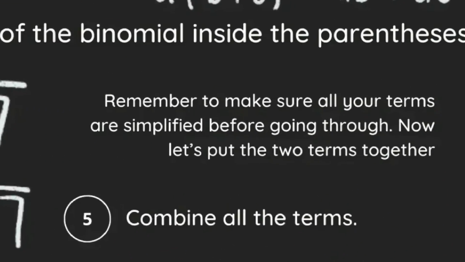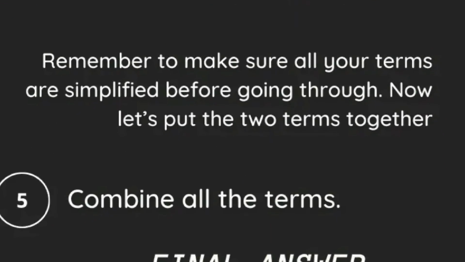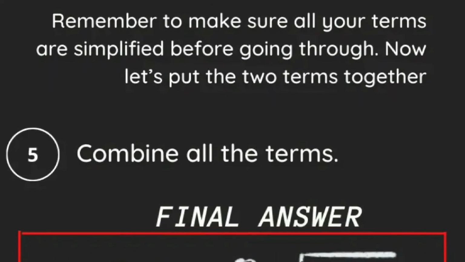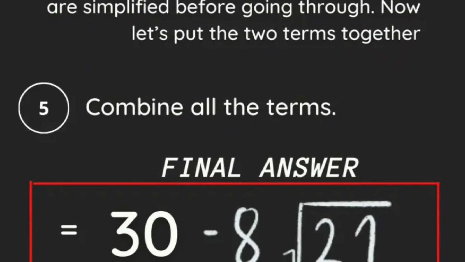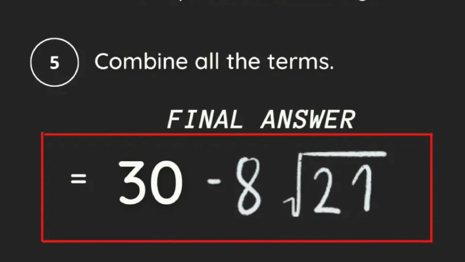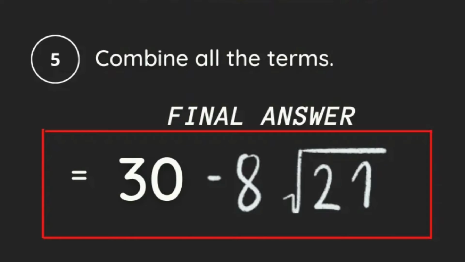Remember to make sure all your terms are simplified before going further. Now, let's put the two terms together. We'll have 30 minus 8 square root of 21, and let's check if this is still simplifiable. There are no similar or like terms, so this is our final answer.